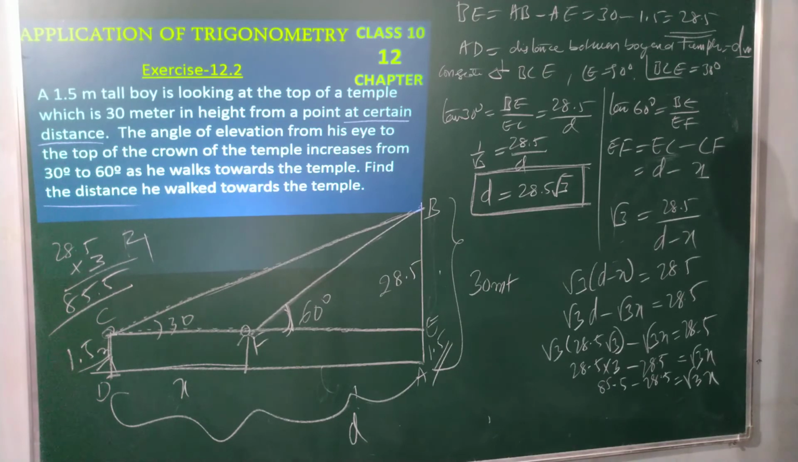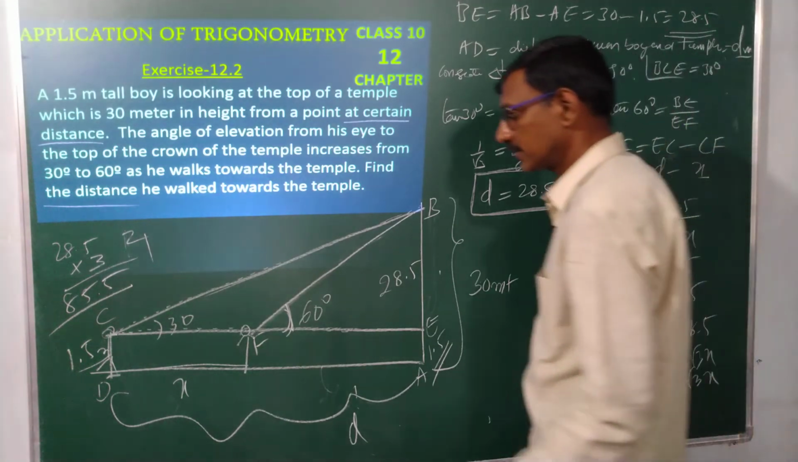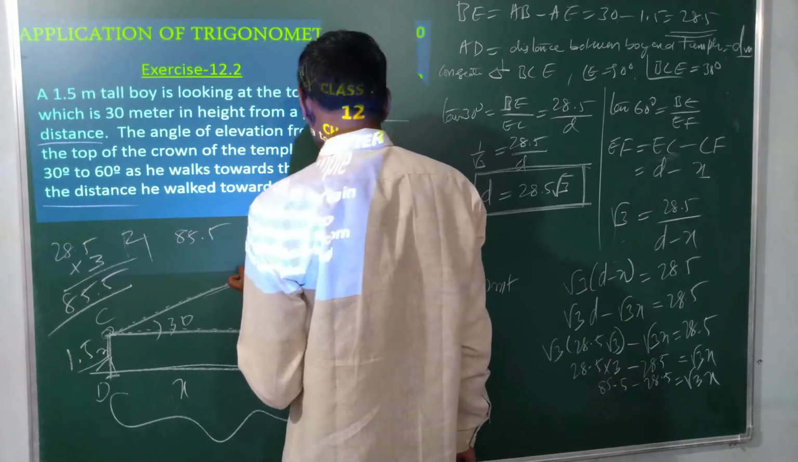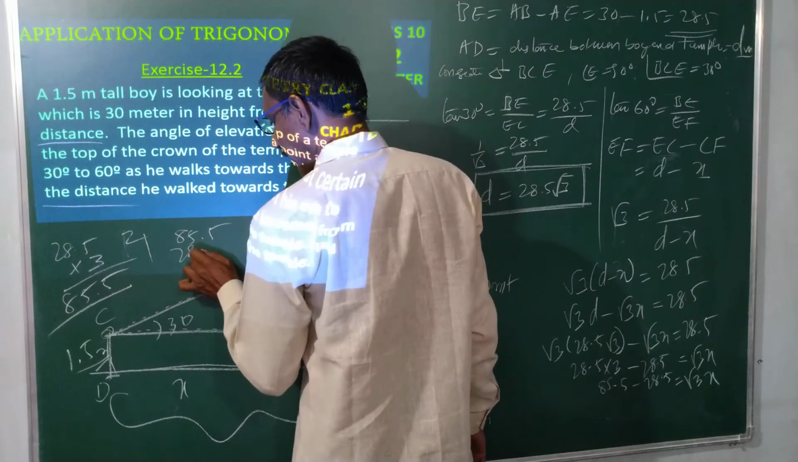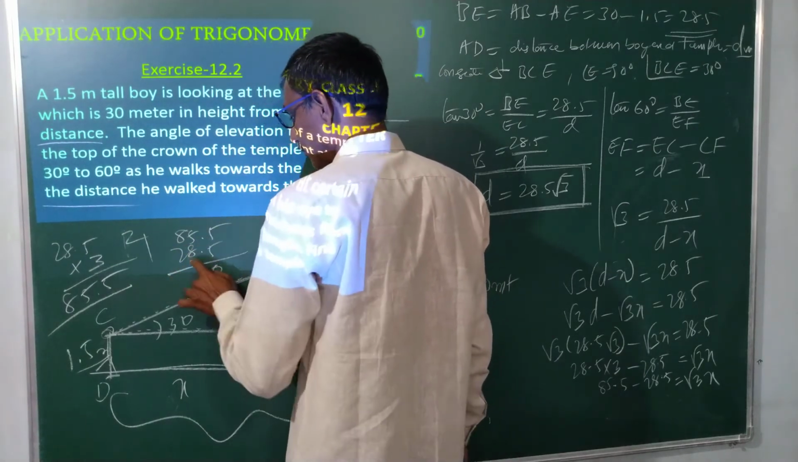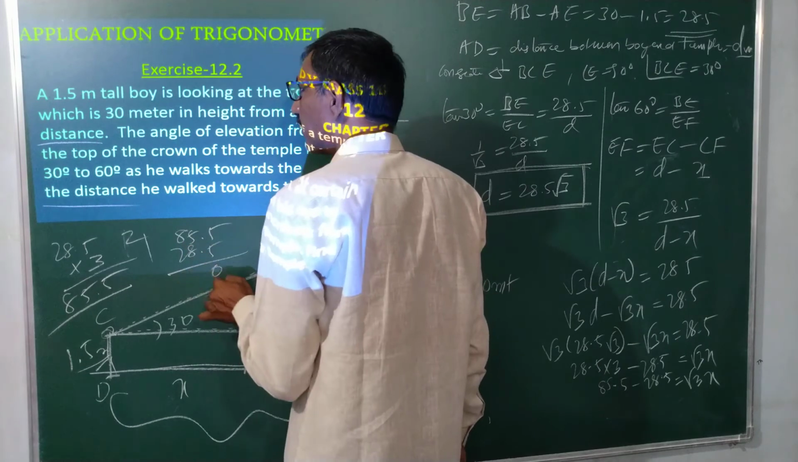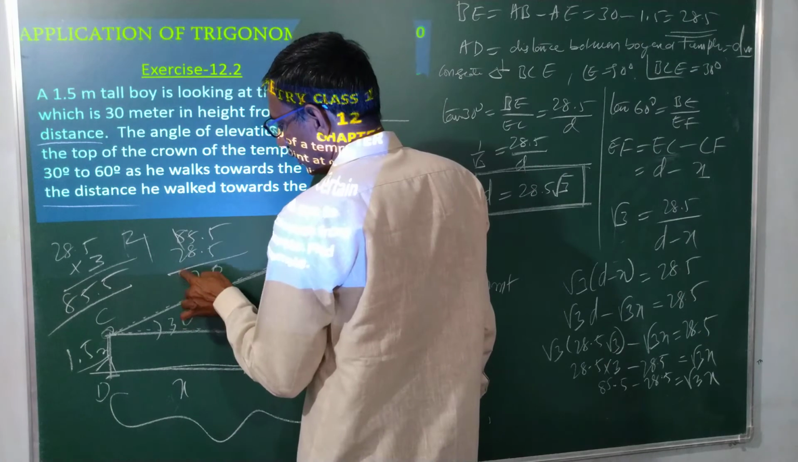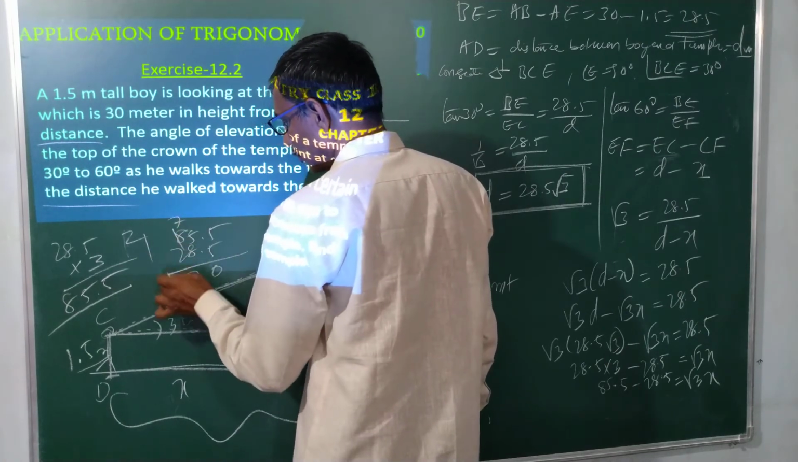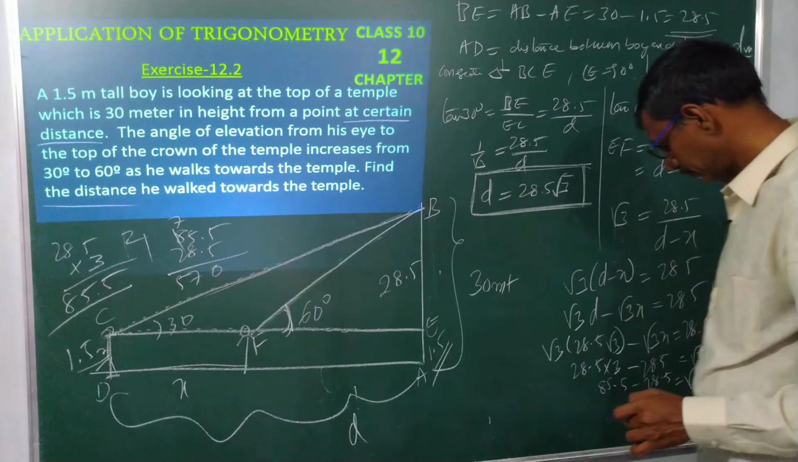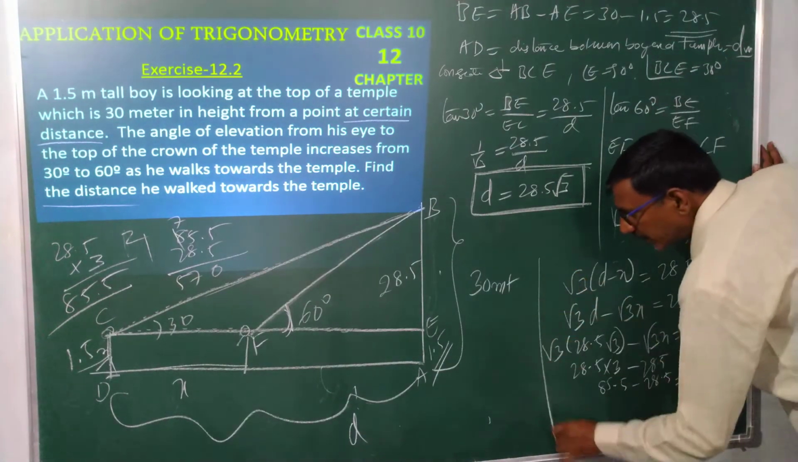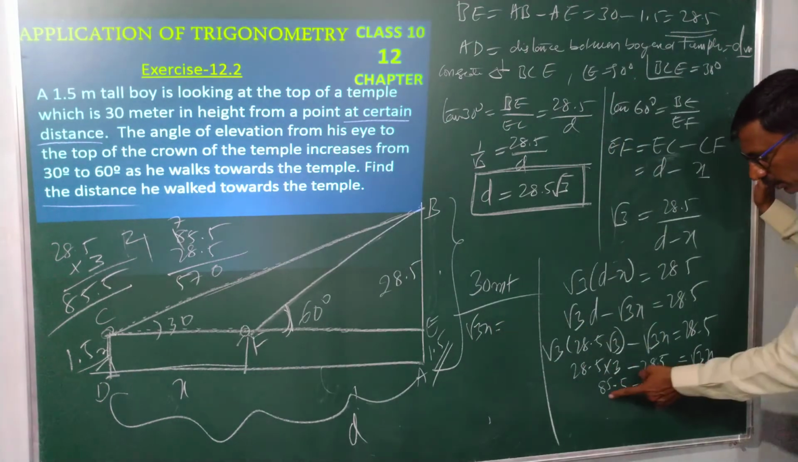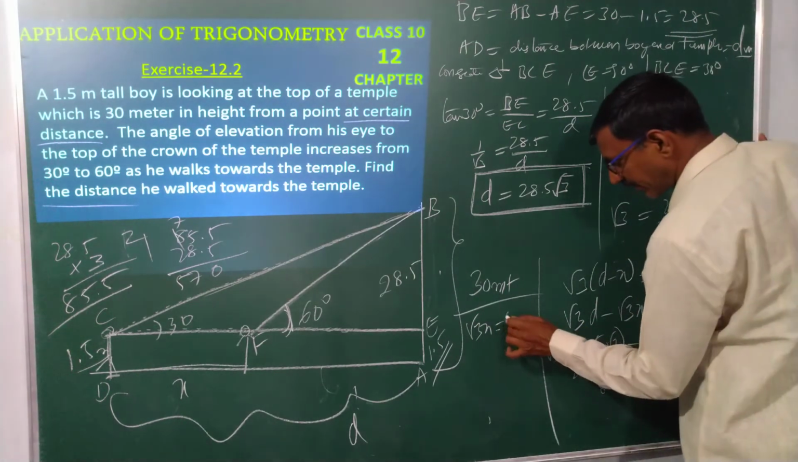Now subtract it: 85.5 minus 28.5. 15 minus 8 is 7, then 7 minus 2 is 5, and 8 minus 2 is 5, giving 57. So by subtracting we get root 3X equal to 57.